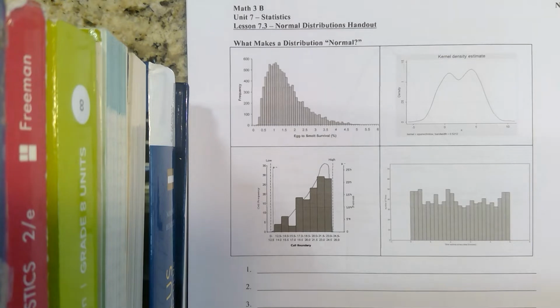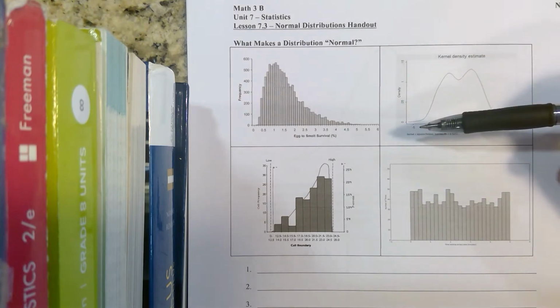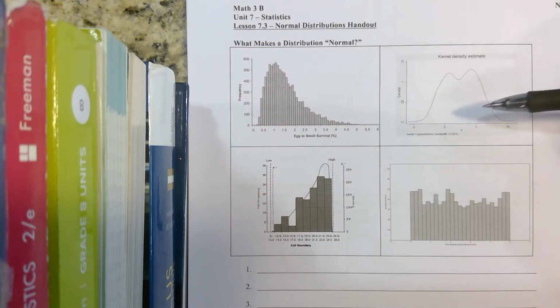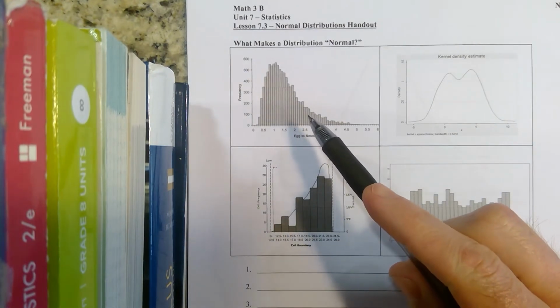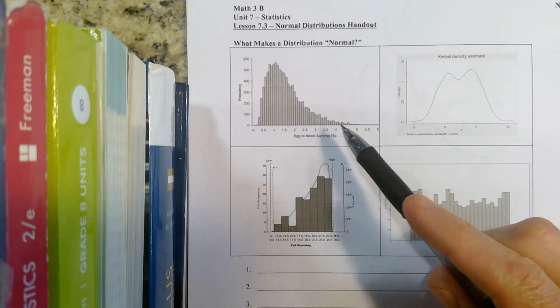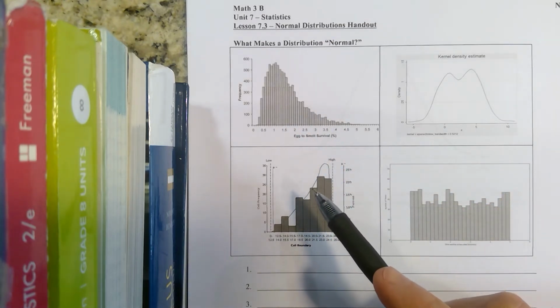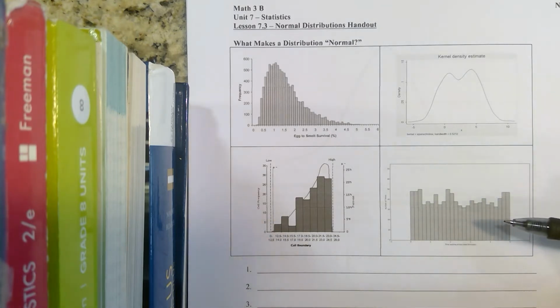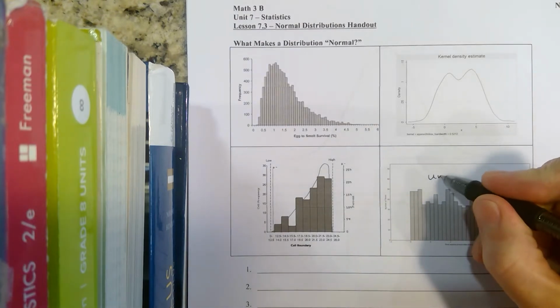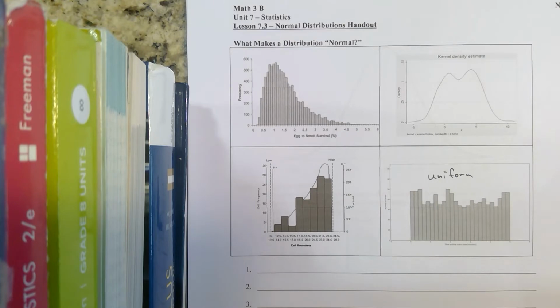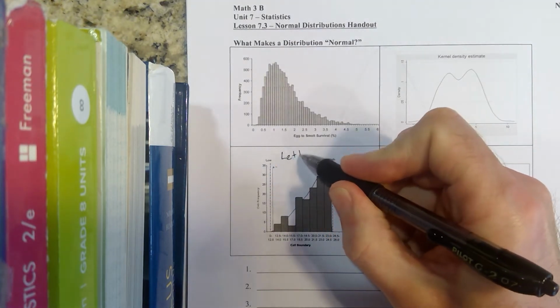So a normal distribution is a distribution where you have a lot of data in the middle, and then as you move further and further from the middle, it's less and less common to observe data there. Something like this one is approximately normal. A distribution like the top left is called right skewed. The bottom left is called left skewed. And this distribution over here is approximately uniform. So that one we'll say is uniform. We'll say this is left skewed.